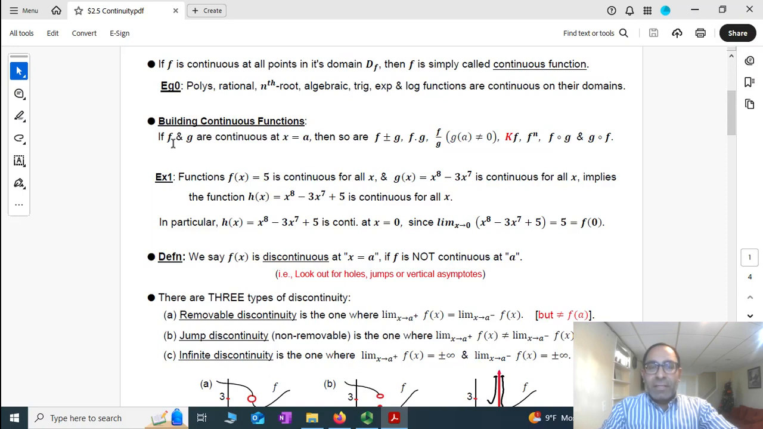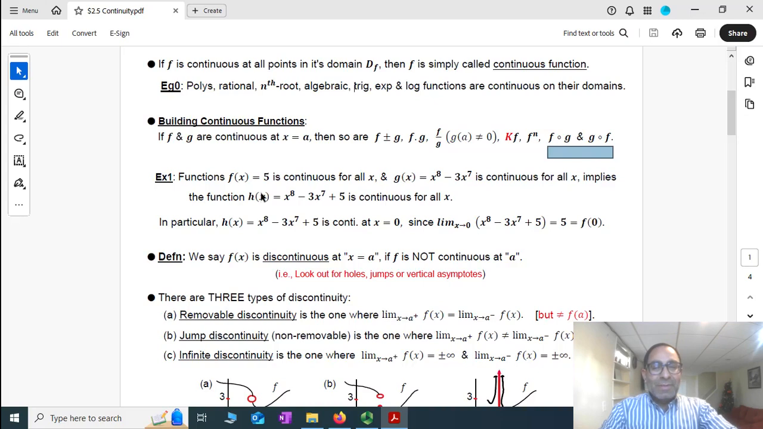If f and g functions are continuous at a, then so are their difference, their sum, their product, as well as their quotient, where the denominator is not equal to 0. A constant times a continuous function is continuous. The nth power of a continuous function is continuous, as well as the composite function of two continuous functions. There.